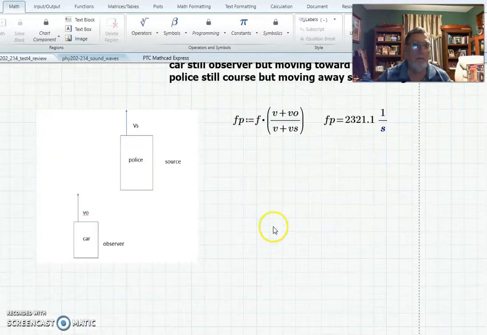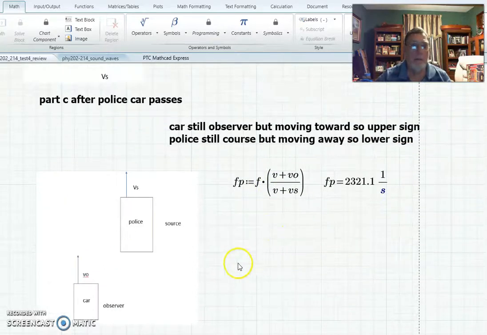All right, and down here, once he passes, then things are swapped. Now the car is moving toward the source of the sound, and the source is moving away from the observer. So we use the other two signs, and that gives us a little bit different frequency. So that's the Doppler shift. And again, you ask what one's doing if the other one were sitting still. This is the easiest way to figure out whether it's toward or away. Hope that helps, and there'll definitely be one of those on the test.